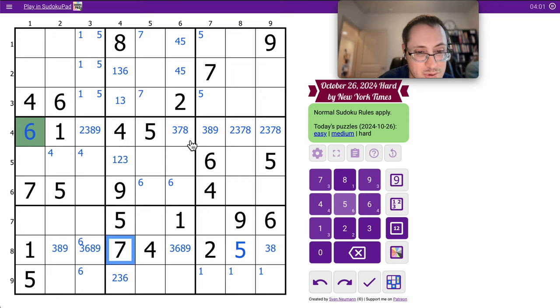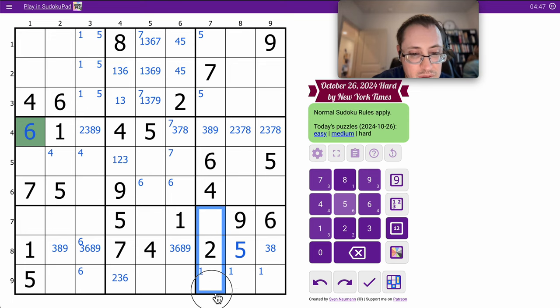Box two, that virtual seven puts a seven in one of those two. Those are from one, three, six, and seven to finish the region. And nine. Now this makes a little more sense. Cells are rather restricted. They can't be two, four, five, six, seven, nine. They are strictly one, three, and eight.